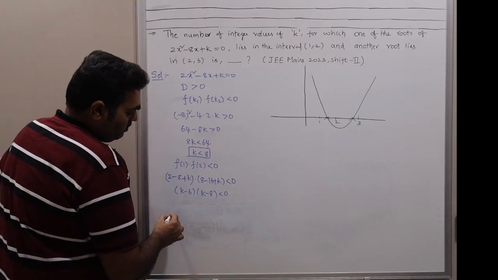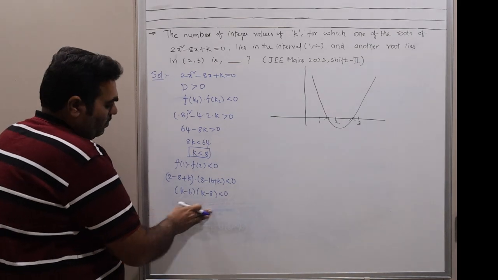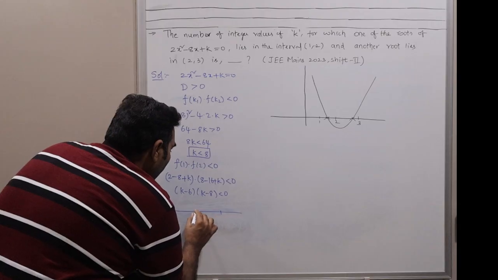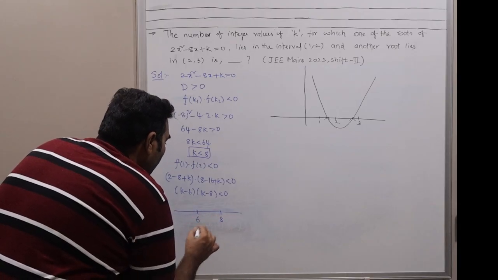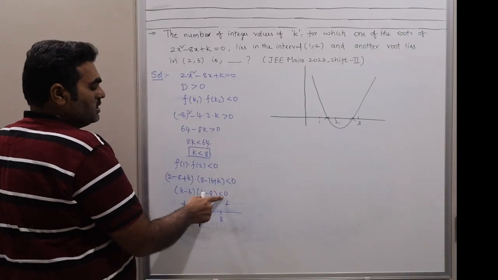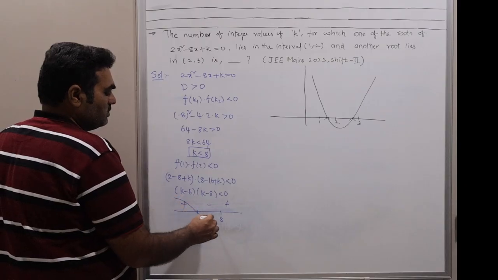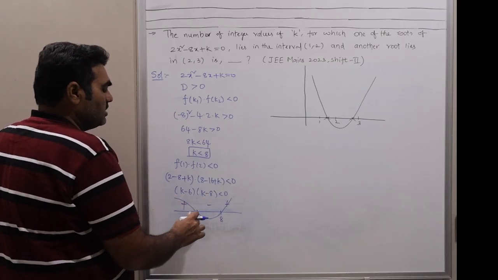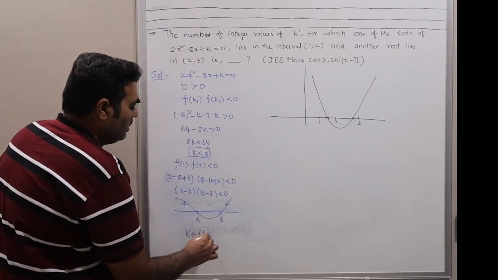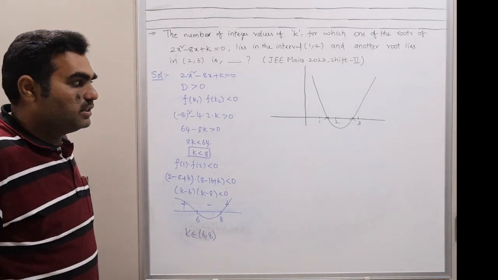If I use the wavy curve method once again, I have 6 and 8, so plus, minus, plus. Since it is less than 0, I need to consider the negative range, so this range I need to consider. Strictly less than 0 means k belongs to the open interval (6, 8). I hope you got it.